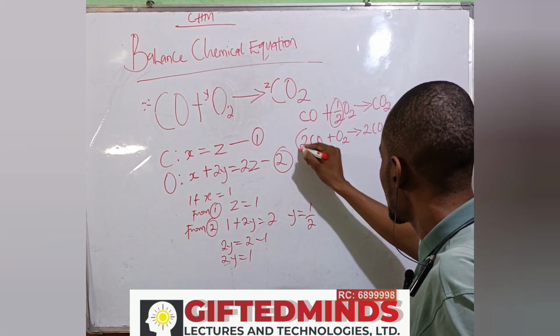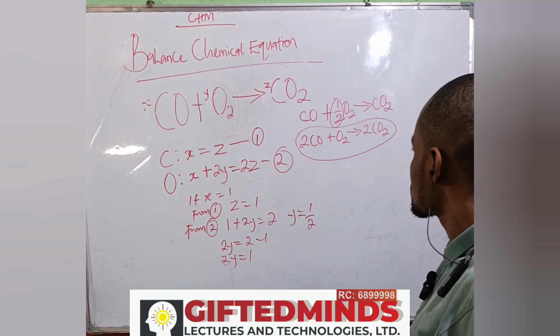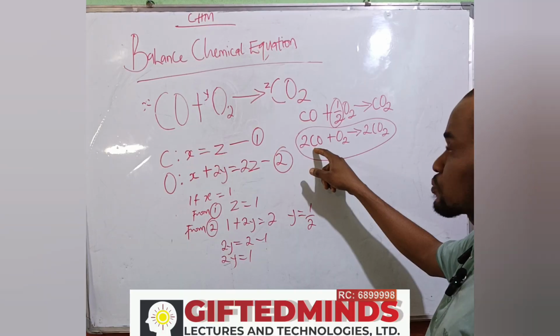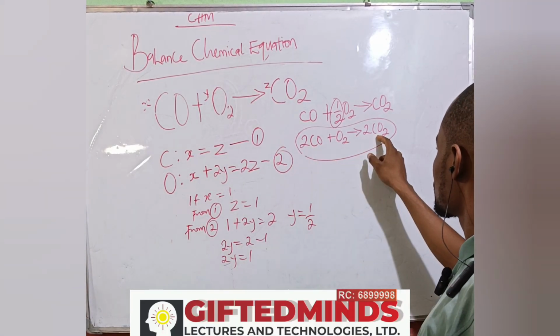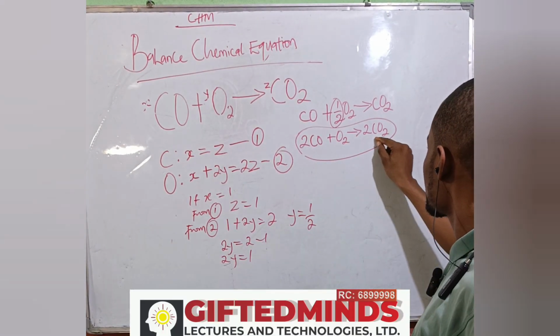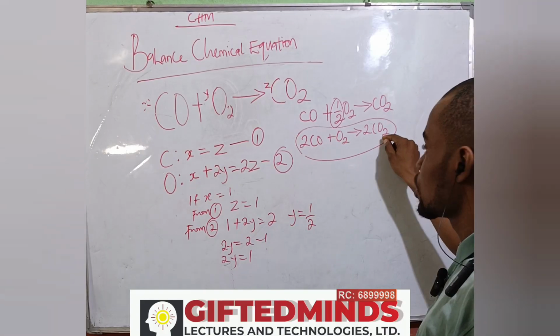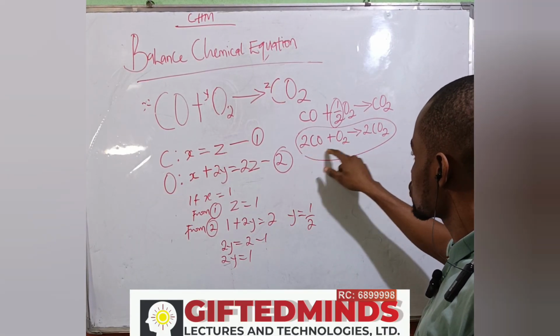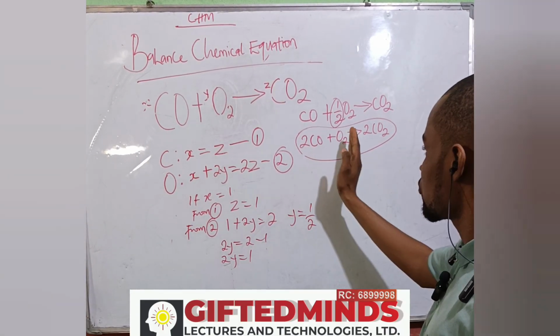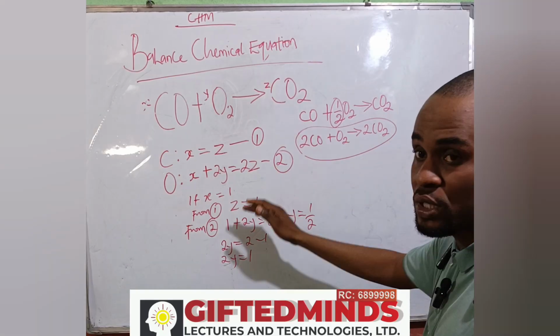Now, let us check whether this equation is balanced. Let us check. See what happens here. 2 carbon are on this side, 2 carbon here. Oxygen here is 4, 2 times 2 is 4. For this place, 4 also. 2 here, 2 here. So 4 oxygen there, 4 there. 2 carbon there, 2 there.